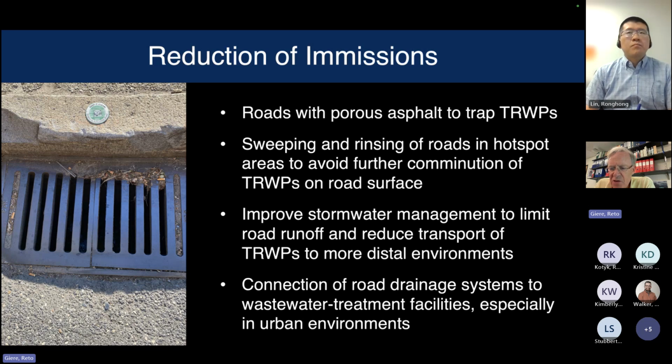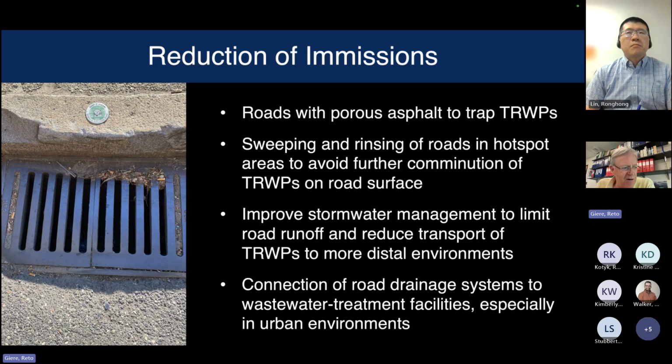Then another way to reduce the emissions is to improve our storm water management. Because, as I mentioned before, road runoff is the major transport vector for tire particles into the environment. So if we have better storm water management, we can reduce transport of these particles into the environment. This could, for example, be done by connecting the road drainage systems to a wastewater treatment facility, especially in urban environments.